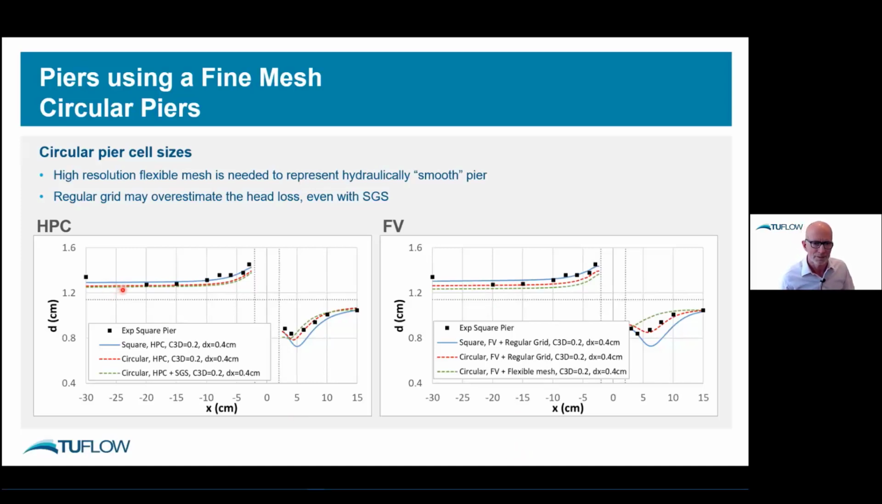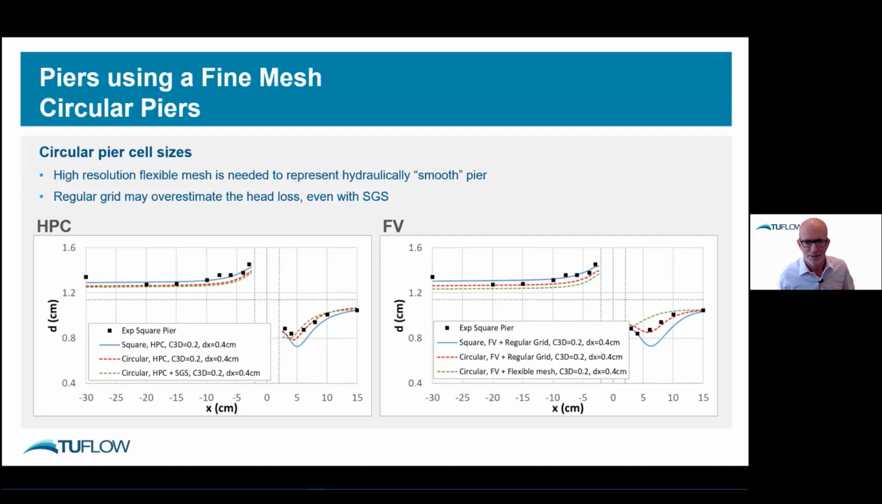HVC with its fixed grid does reasonably well, but it doesn't pull it down far enough. So that green dash line with a flexible mesh and FV was on the money in terms of the drag coefficient comparison. Okay, so that's modeling piers with a fine mesh. Lots of interesting results there.